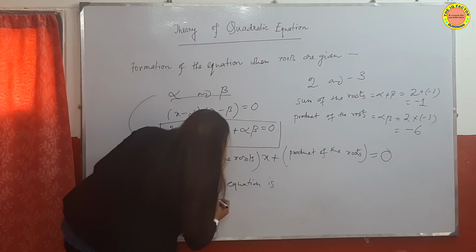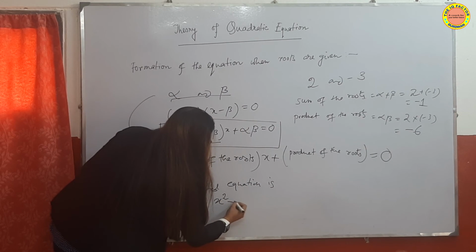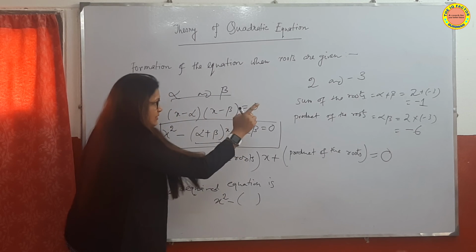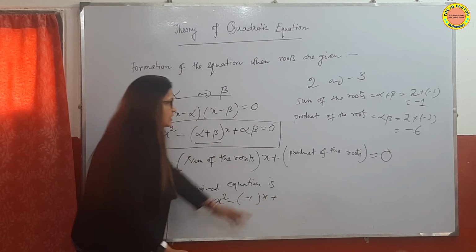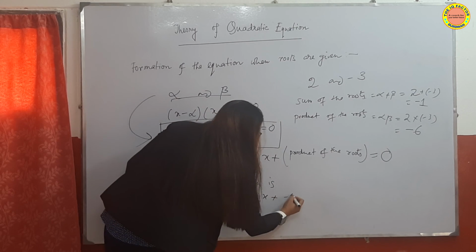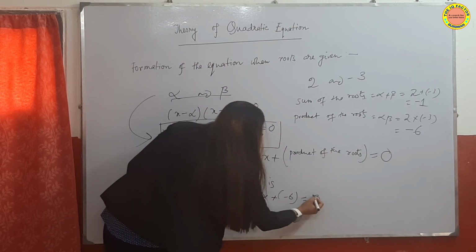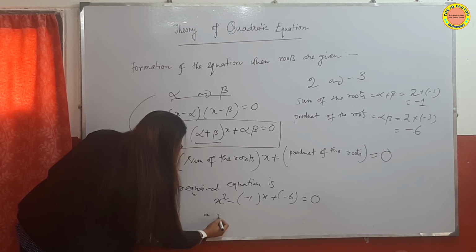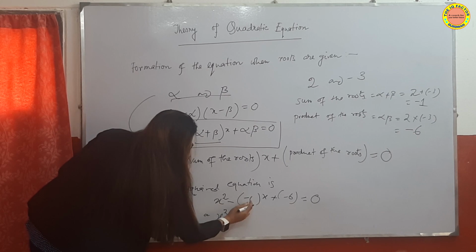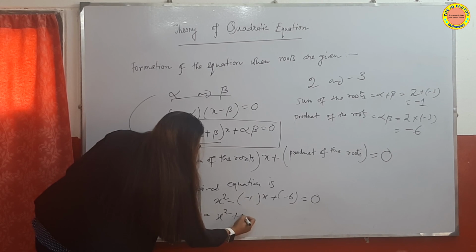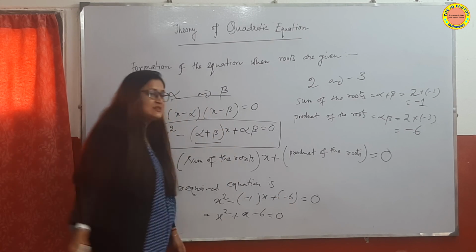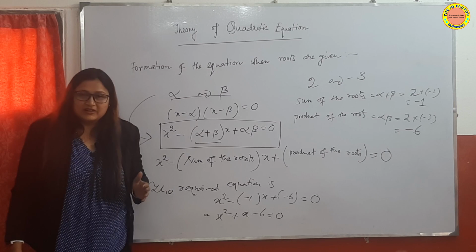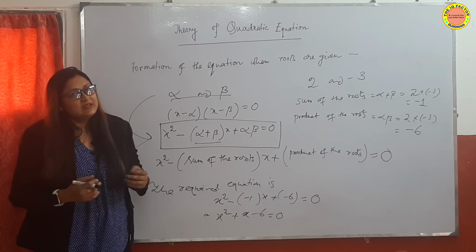So the required equation is x square minus sum of the roots, here minus 1, into x plus product of the roots, that is minus 6, is equal to 0. Solving this, we get x square plus x minus 6 is equal to 0. So if the two roots are given, we can find out the equation also.